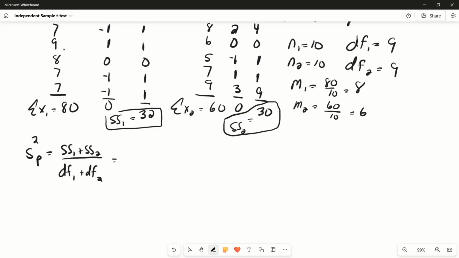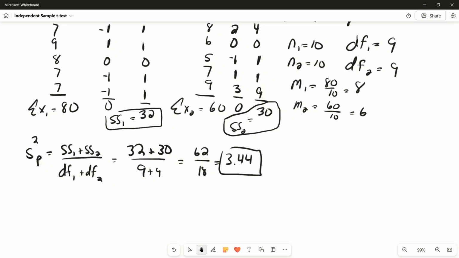So we're going to plug in our sum of squares here. 32 for sum of squares 1, 30 for sum of squares 2, and the degrees of freedom for each of these is n minus 1. So this is 9 plus 9. This gives me 62 over 18, which is equal to 3.44. That is my pooled variance estimate.